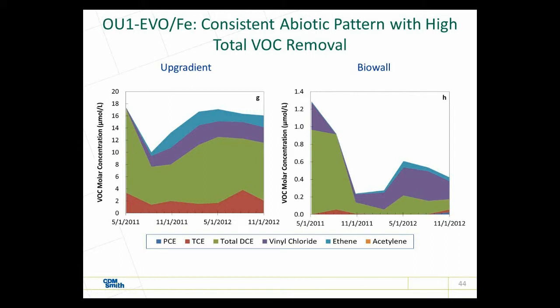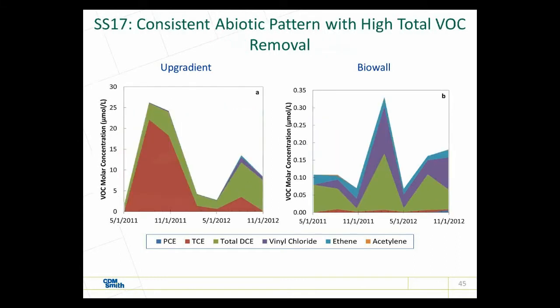Now we had another biowall up here at the same site, which is the SS17 biowall. This is like the Energizer Bunny. This is the biowall that keeps on ticking. It's removing these VOCs. We're getting less than 1 micromole per liter of the different VOCs. And so we have 4 different biowall sections here.